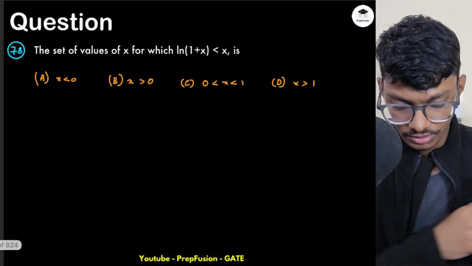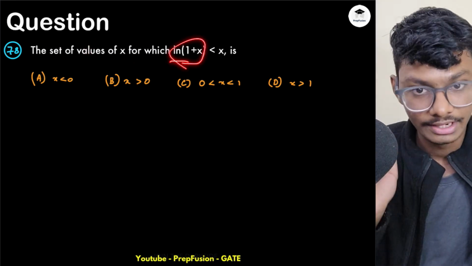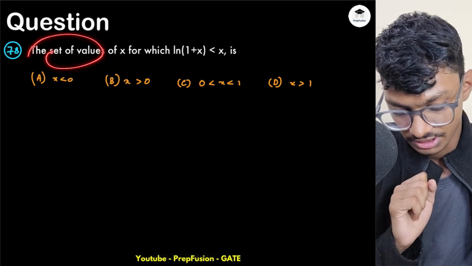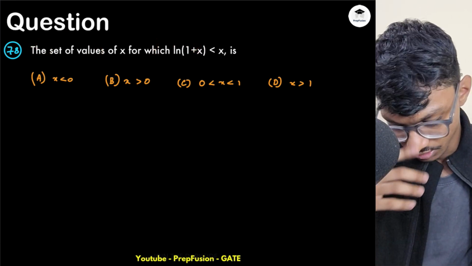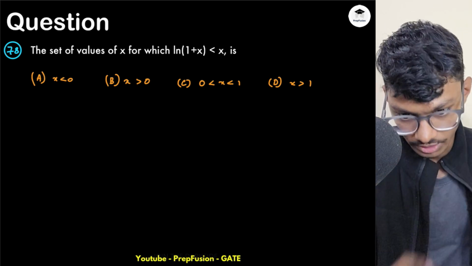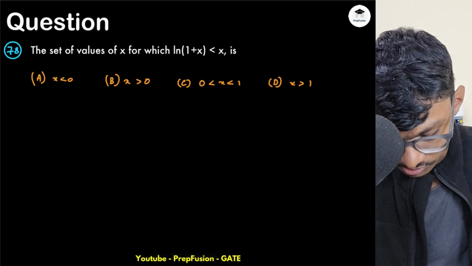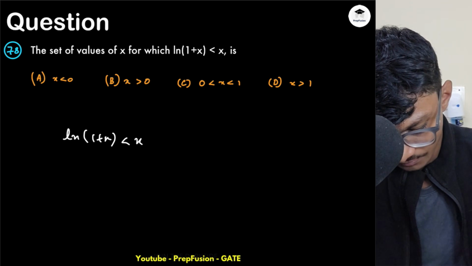Okay, hence proved. Now let's solve another question. The set of values of x for which ln(1 + x) is less than x. So again, you will try to use that same pattern. What you can do is, ln(1 + x) is less than x.